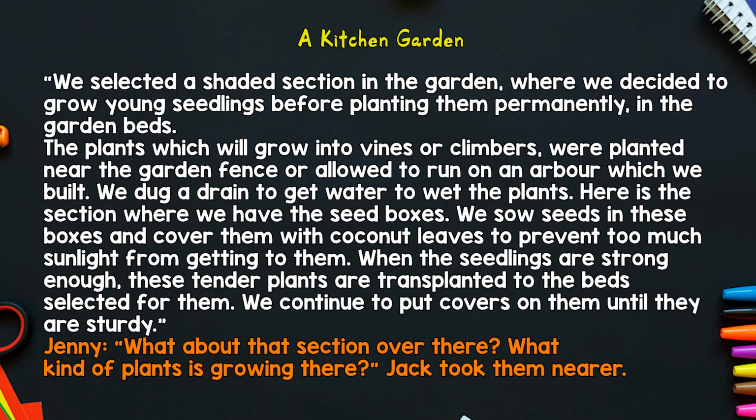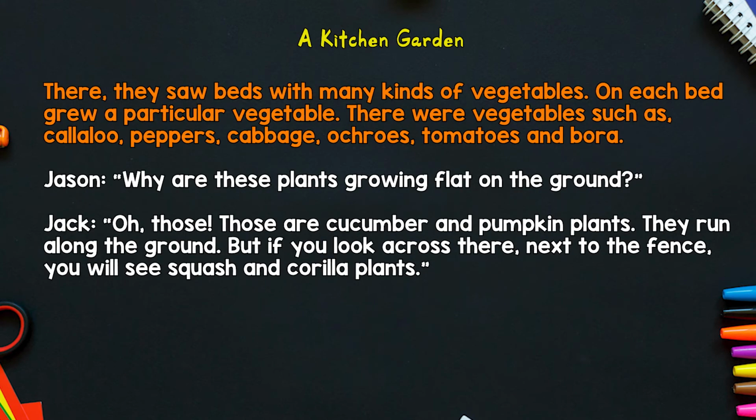Jenny, what about the section over there? What kind of plants are growing there? Jack took them nearer. There they saw beds with many kinds of vegetables. On each bed grew a particular vegetable. There were vegetables such as callaloo, pepper, cabbage, okras, tomatoes, and bora.